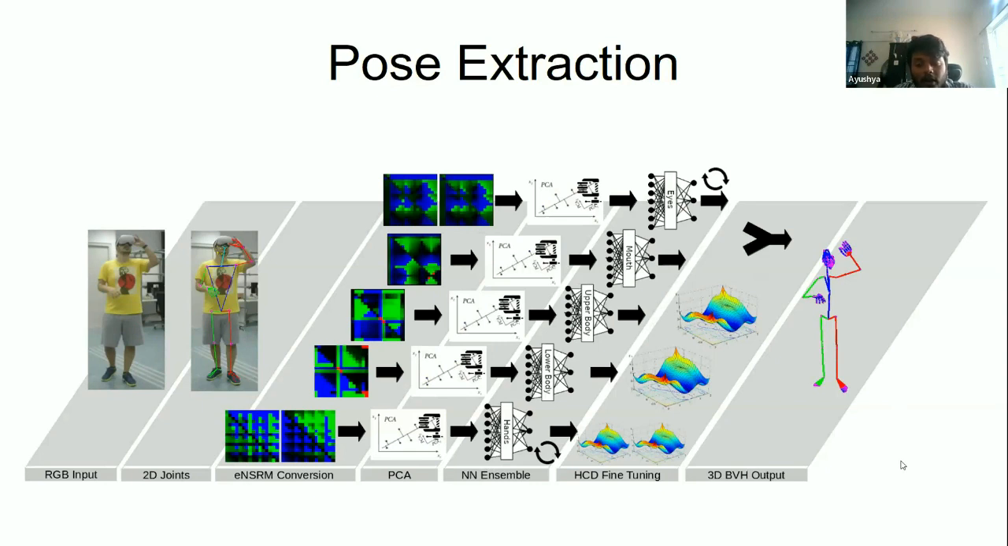This is how MoCapNet basically converts image data into 3D poses. I cannot go into greater detail about this subject in this presentation, but MoCapNet is one of the state of the art models to convert RGB data into 3D BVH output.